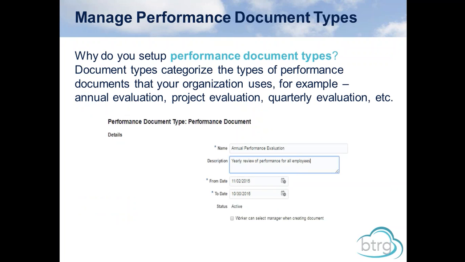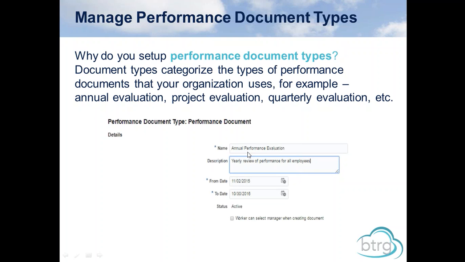So after you create your sections, you then have to create performance document types. And this step is pretty simple. It's similar to the role step. All you're doing is really categorizing the types of performance evaluation your company needs. So at BTRG, we have two types of performance documents. We have one for annual evaluation, and then we have one for project evaluation. Again, that's just how we use it this year. If we wanted, we could add another one for quarterly next year. It's all up to how your company wants to do it.